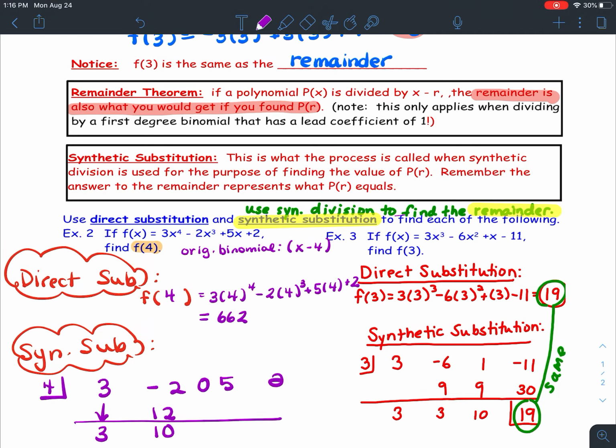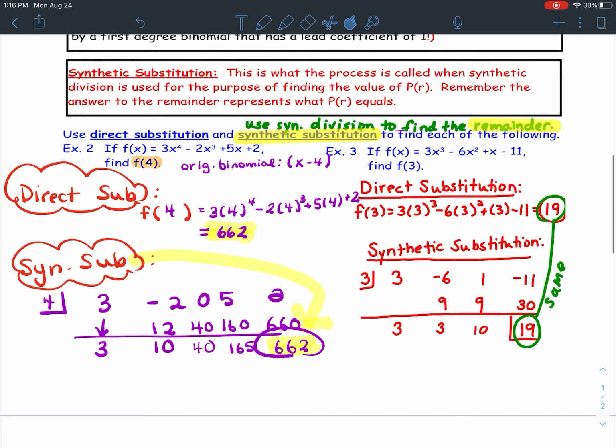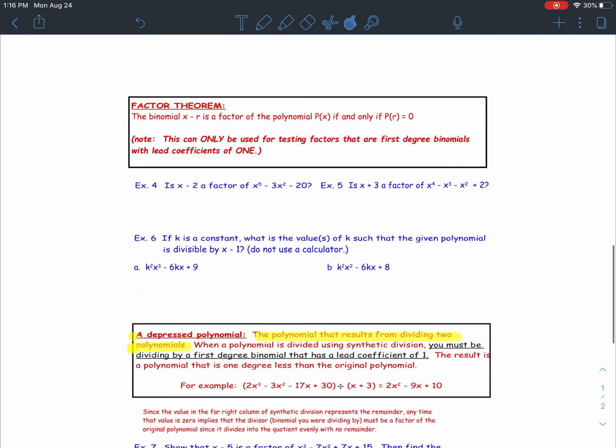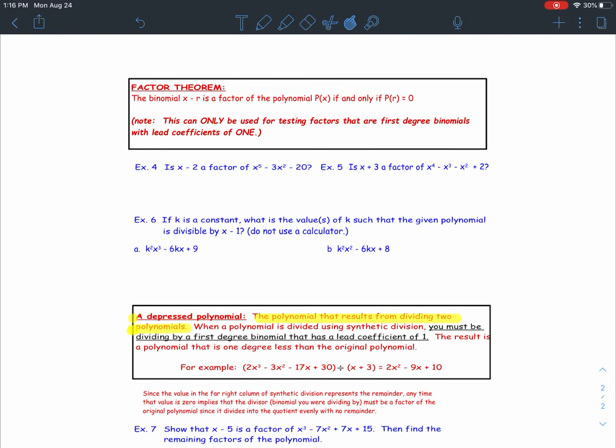It goes from x to the 4th, x cubed, it skips x squared. So I need to squeeze like a 0 in there as my placeholder. Okay, and then I'm just going to keep going through this with synthetic division, but I'm really only interested in what my remainder is, okay? So if it asks you to do synthetic division, it just wants you to report only what the remainder is. And you can see that both direct substitution and synthetic substitution yield the exact same answer, okay?